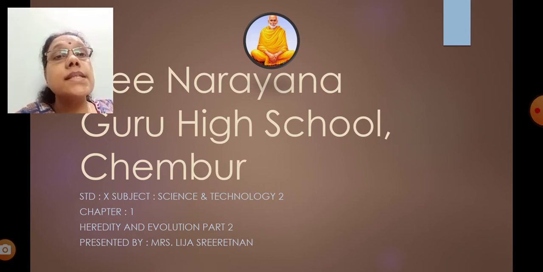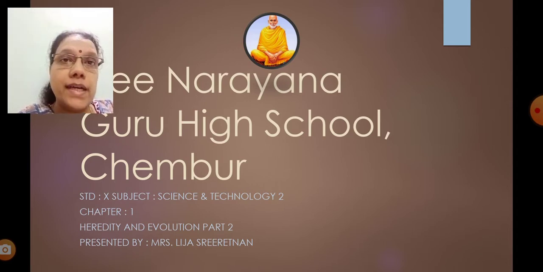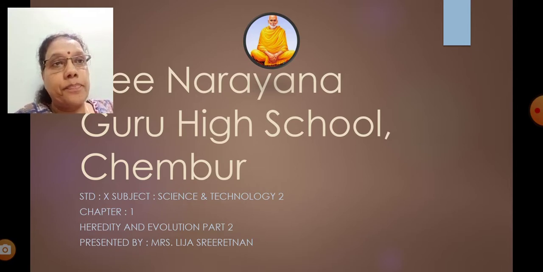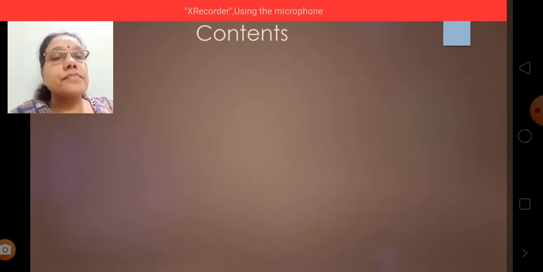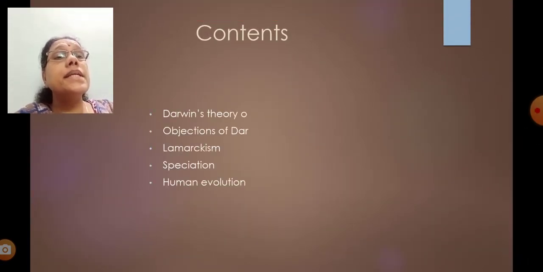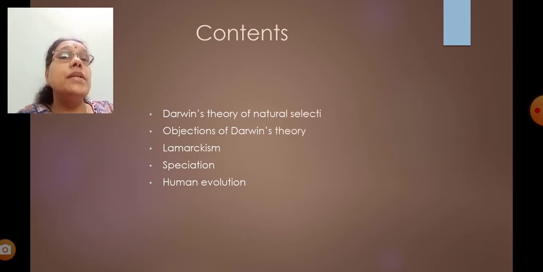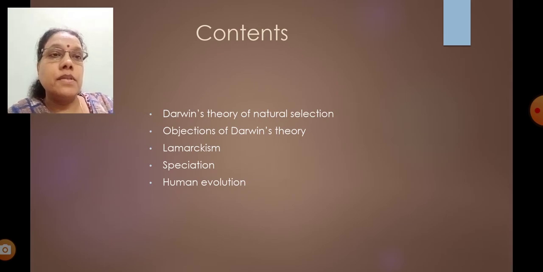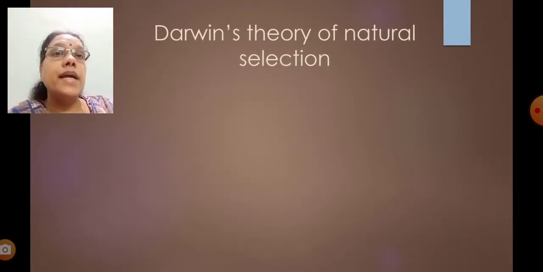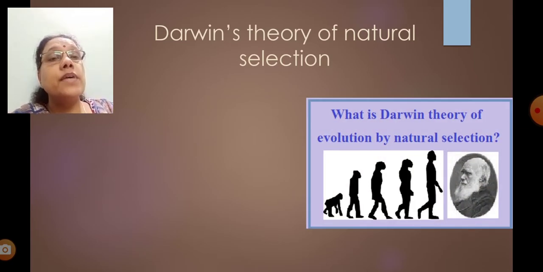Welcome to our online session of Science and Technology Part 2. In this session, we shall continue with chapter number 1, Heredity and Evolution. Darwin's theory of natural selection, objections of Darwin's theory, Lamarckism, speciation, human evolution. These are the contents we have to cover in this session. Let us start with the first one, Darwin's theory of natural selection.